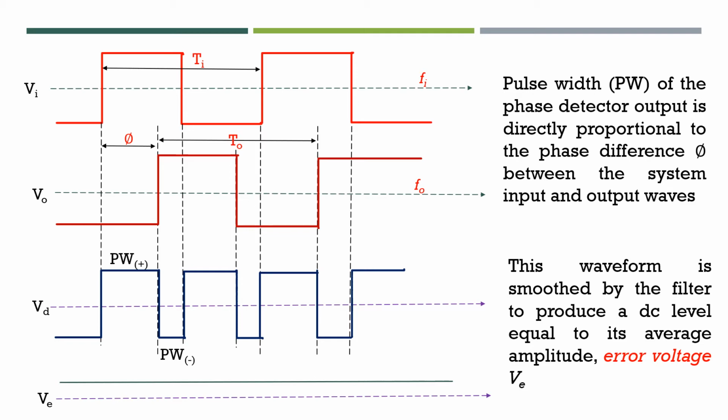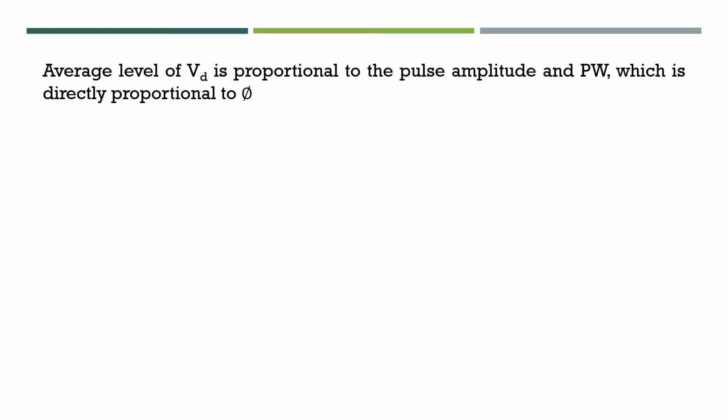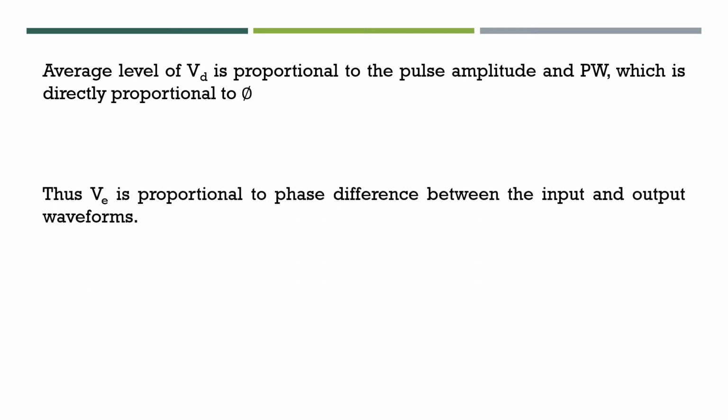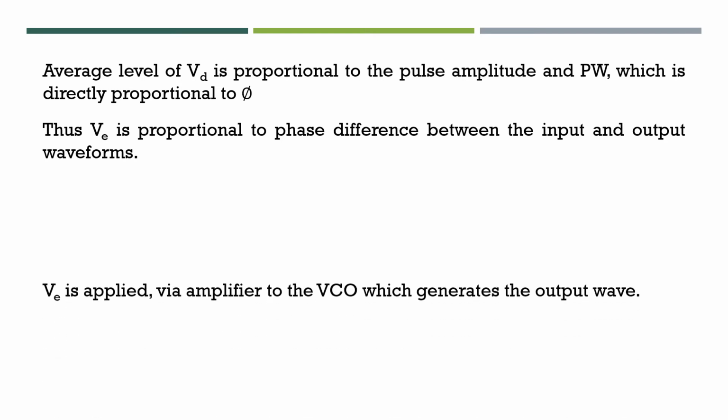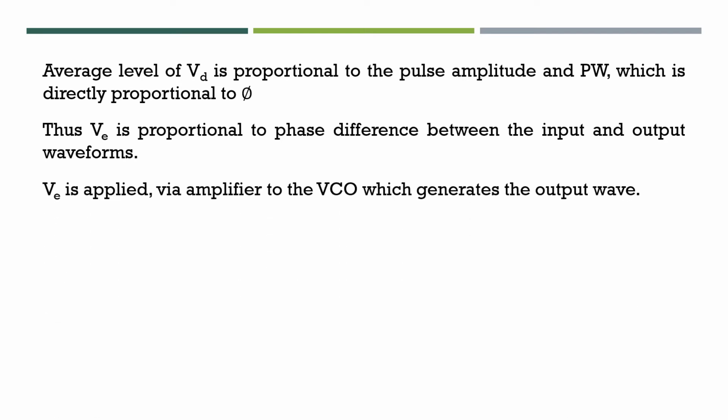Moving on, the average level of VD is proportional to the pulse amplitude and pulse width, which is directly proportional to phi. Therefore, VE is proportional to the phase difference between the input and output waveforms. VE is applied via the amplifier to the VCO, which generates the output frequency waveform.